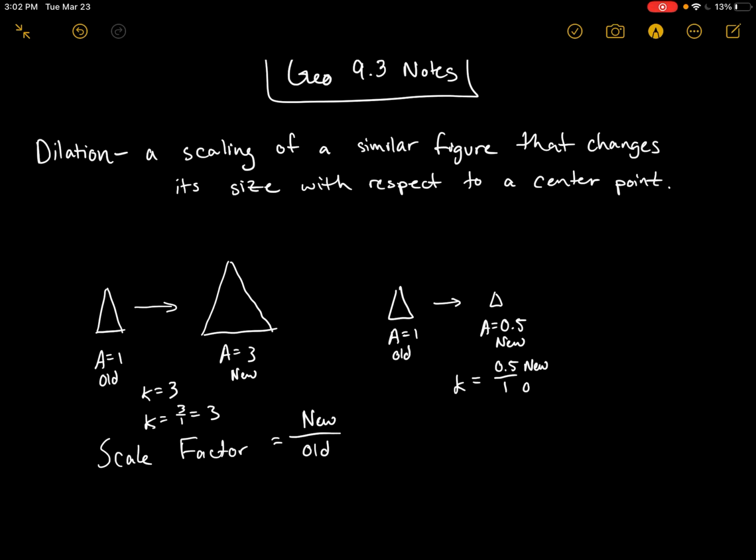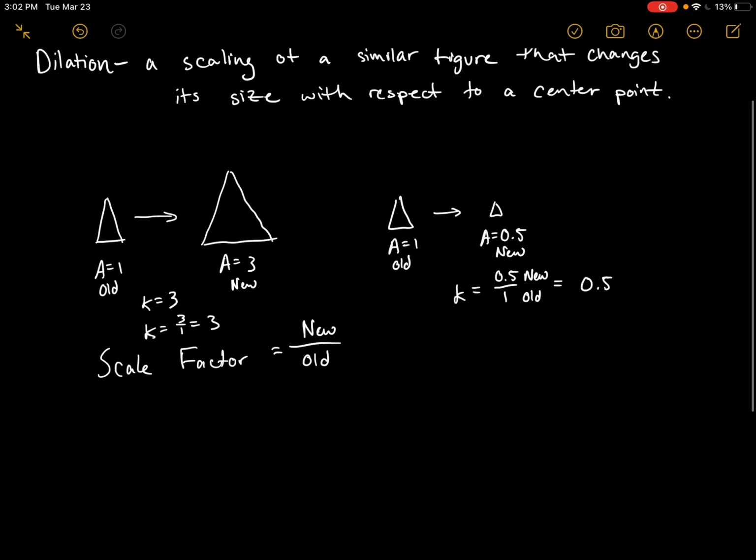In this case, our new point is smaller this time, it's 0.5, and our old point where we started was 1. So again, new goes on top, old goes on the bottom, and we just divide to get 0.5 divided by 1 is just 0.5. So that is the idea for scale factor. That's the first half of a dilation: is it getting bigger or is it getting smaller?